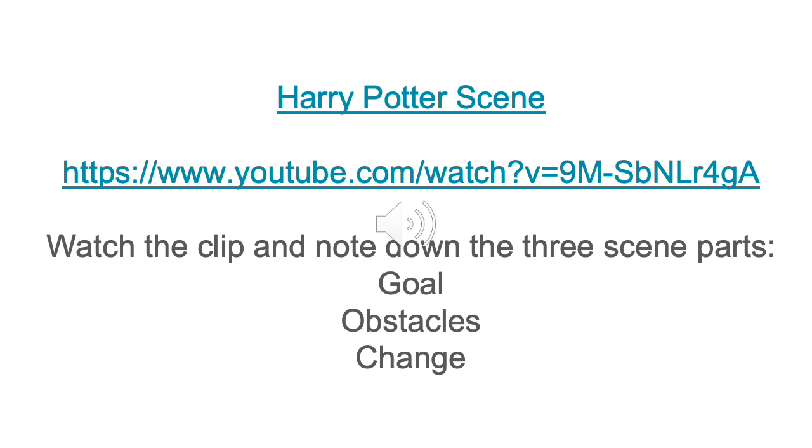Take a look at the scene from Harry Potter that a link has been put on here. We'll put a link on the Google Classroom to make sure you can access it. But as you watch it, write down or note down the 3 scene parts. What are the characters trying to achieve? What's their goal? If you're not familiar with the Harry Potter stories, what do you think they're trying to do? Where are they trying to get to? What obstacles are there? What problems could or might get in their way? And what kind of change happens at the end?